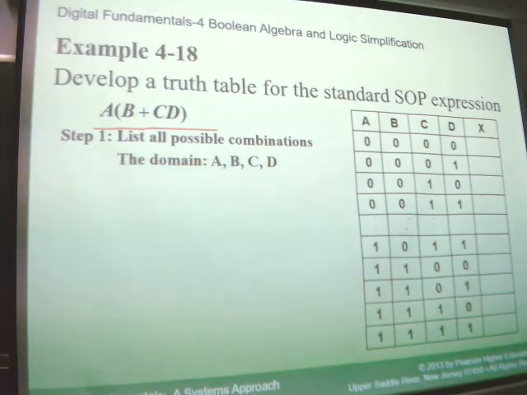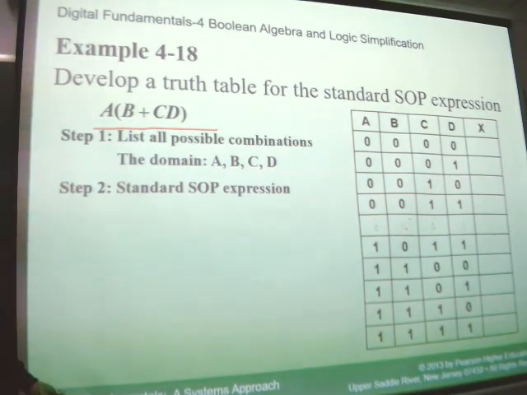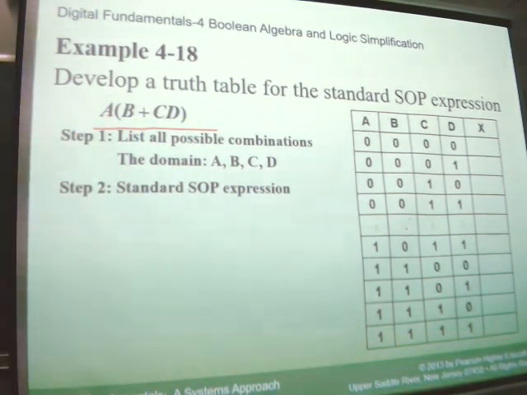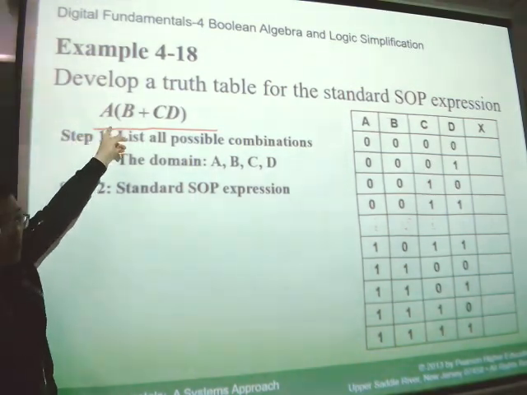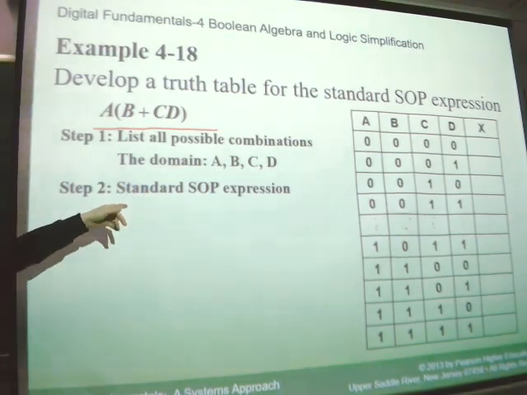And the second step is to convert the expression to a standard SOP expression. How to convert this expression to a standard SOP form? It means converting this expression to a standard SOP form.